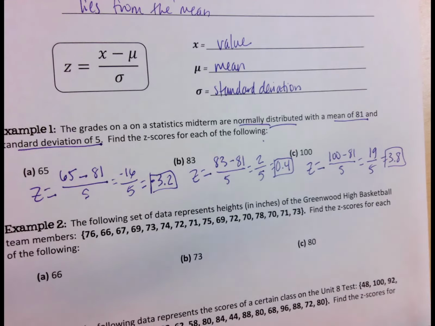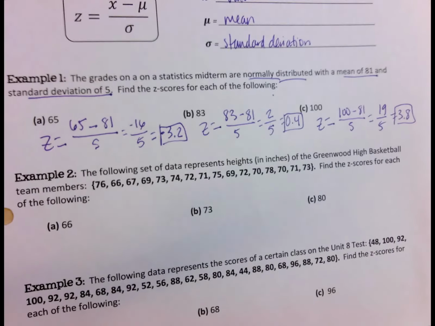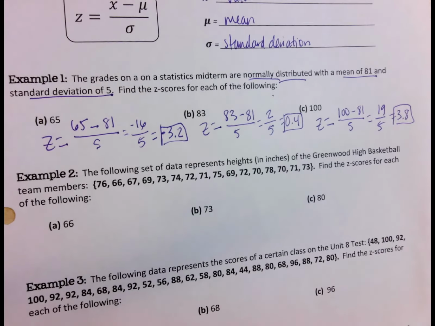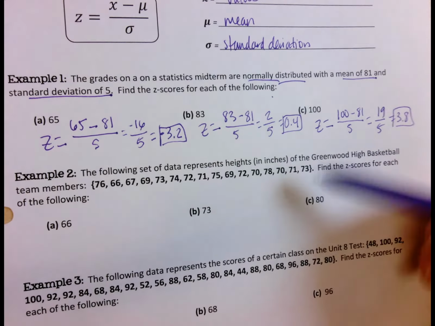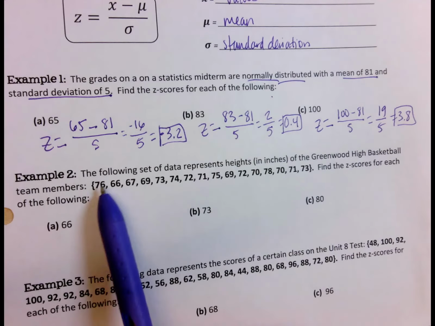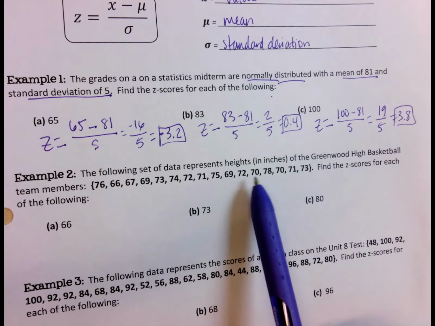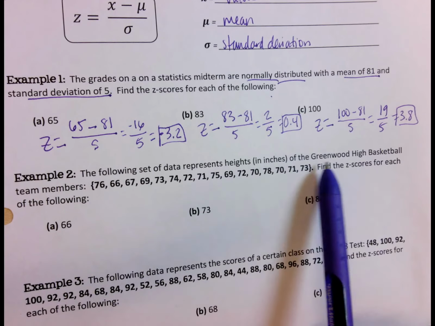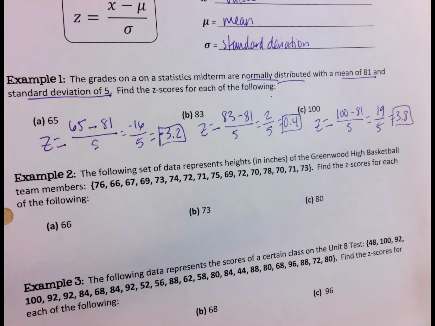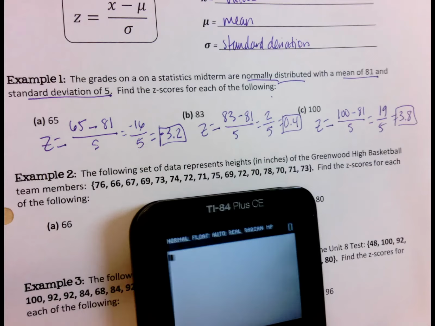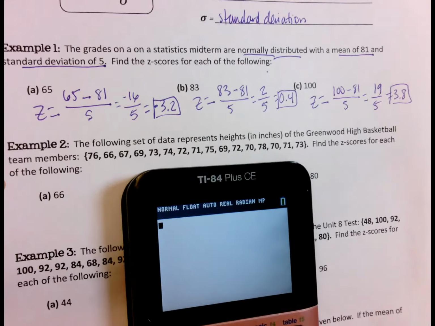Okay, now if we look at example number 2, we don't have all of the information that we were just given. We're going to have to find some of it. So we have a set of data. This is the height in inches of the basketball team members. And so what we need to do is input this information into our calculator.